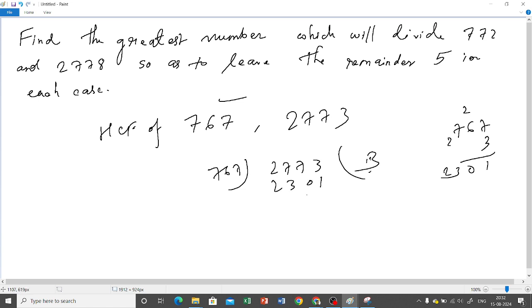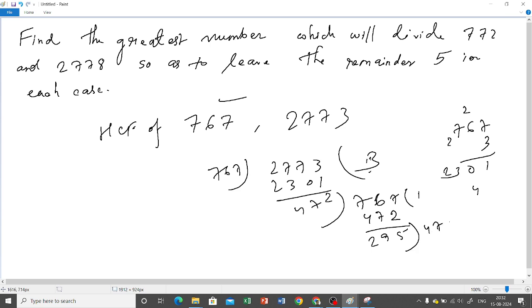Okay, 2 3 0 1 2 7 4, right? And then this 767 comes down. So it will go with 1 4 7 2 5 9 2, and this 4 7 2 will again come down. This will go with 1, of course, 7 7 and 7 7 2 9 5. This will again go through 1 only to give me 8 1 1.